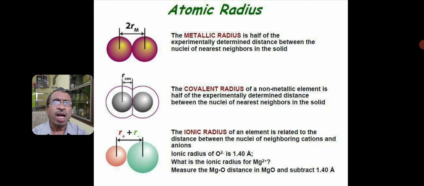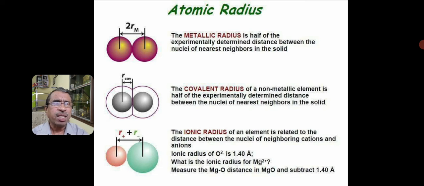In case of the metallic radius, the atoms are very close to each other, and half of the distance between the nuclei of two adjacent atoms is the atomic radius, that is, the metallic radius. In case of covalent radius, between the two atoms we have a covalent bond, and half the distance between the two nuclei is the covalent radius.